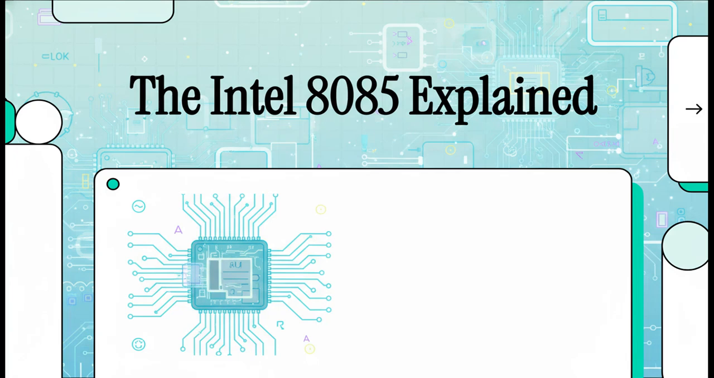You know, every time you tap your screen, open an app, or even just turn on your computer, there's one tiny little component at the heart of it all, the microprocessor. Today, we're going to pull back the curtain on this brain by looking at a real classic, the Intel 8085, to see how the magic that powers our entire digital world really works.